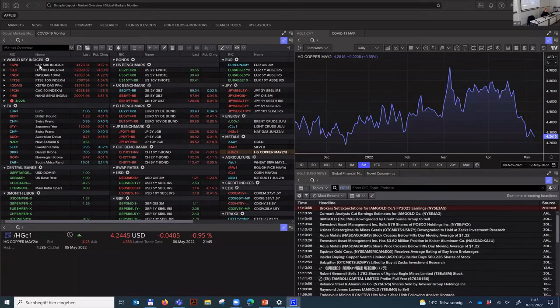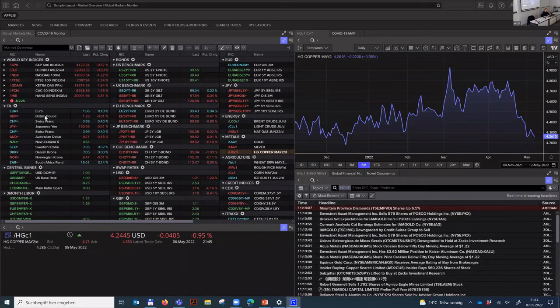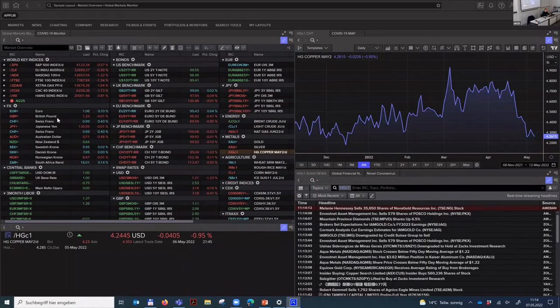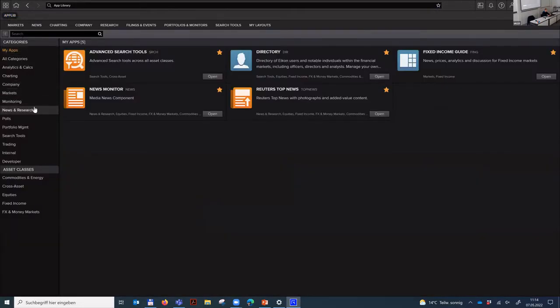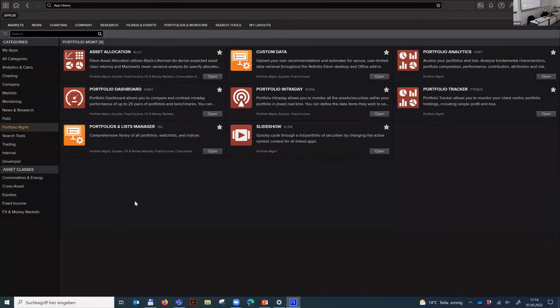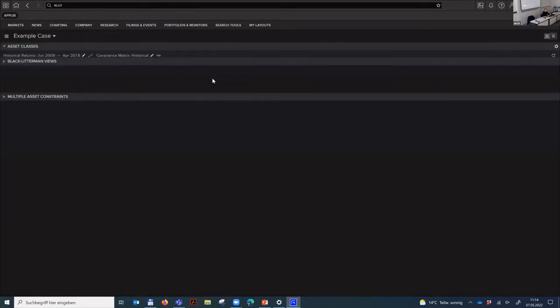So you have here the current S&P 500, Dow Jones Industrial, and so on and so forth. Different benchmarks of bonds. You have the most important exchange rates, always related to the US, and so forth. And I will directly switch to the app library and go to portfolio management. Open up the so-called asset allocation tool.